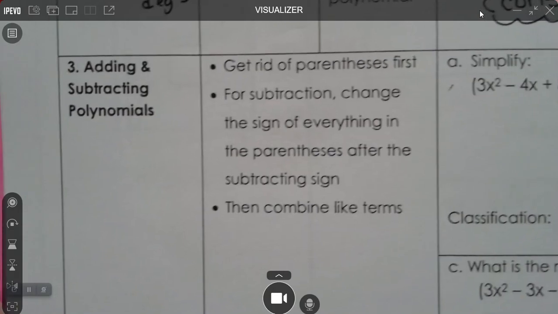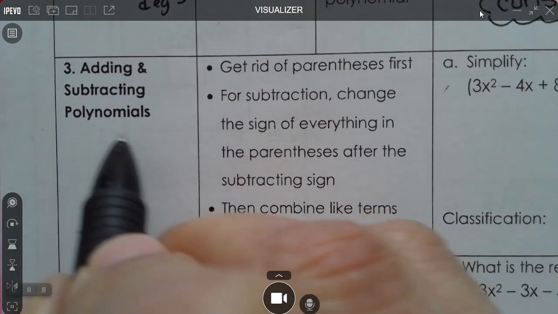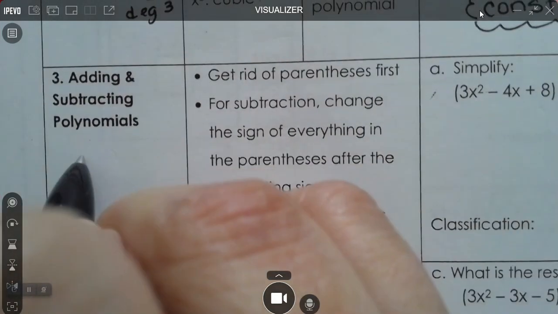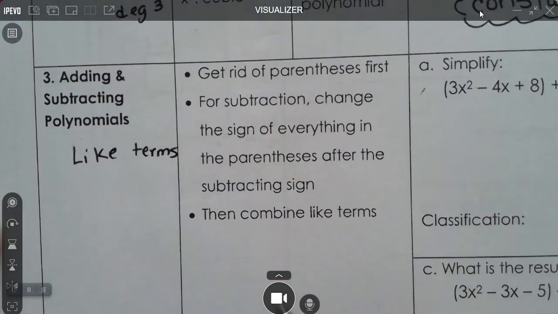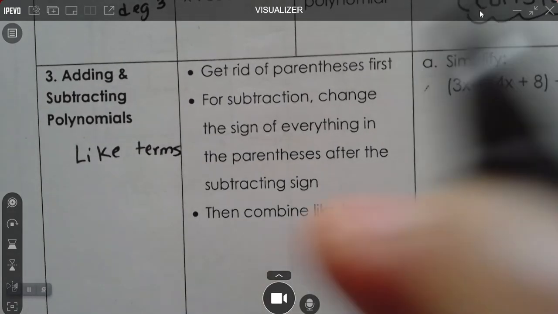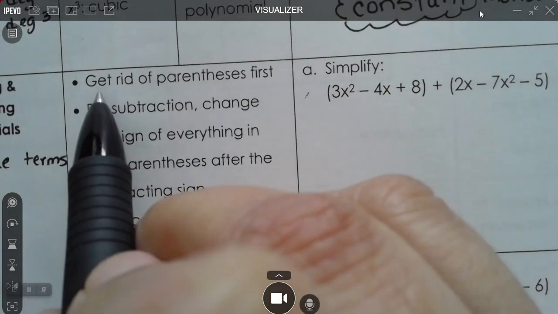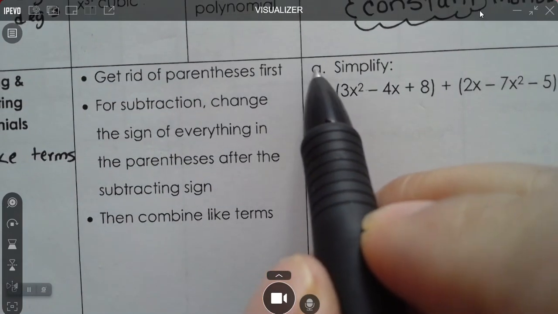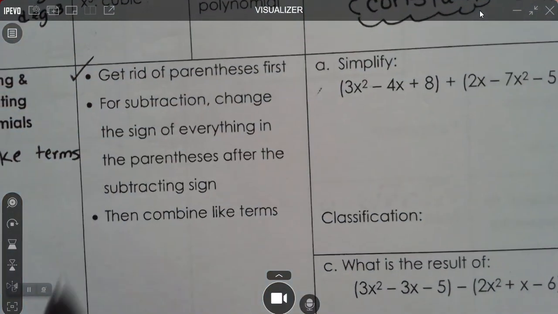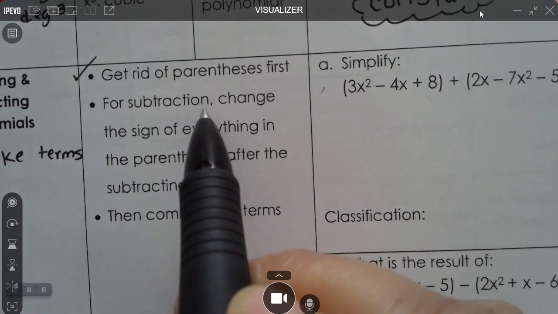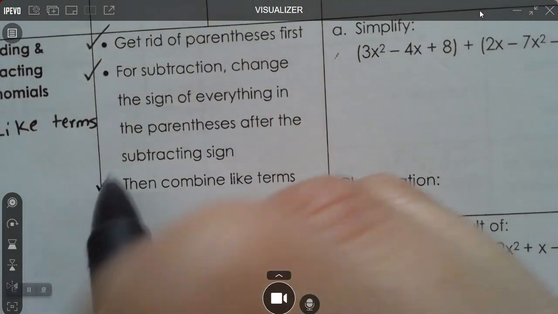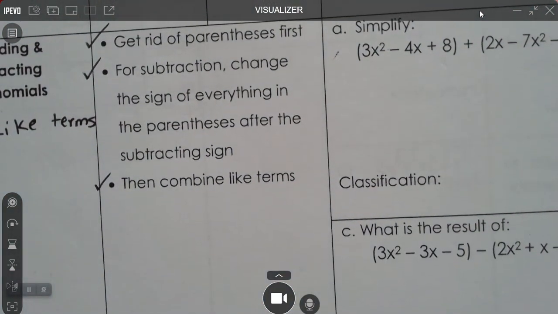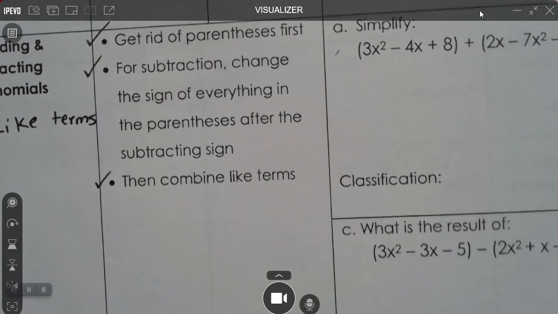All right. The next skill you need is to add, subtract polynomials. And so with this one, you need to be able to identify like terms. And you also need to be able to distribute negative signs. So we're going to get rid of parentheses first, right? If you have a subtraction, we need to change the sign of everything in the parentheses after the subtraction sign. And then we need to combine like terms, right? It's a ritual that we do every single time.